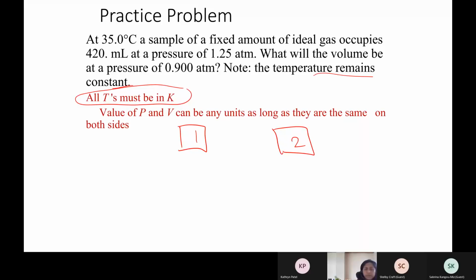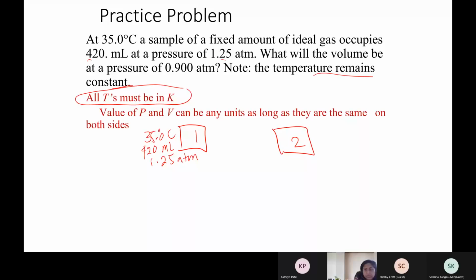Okay, condition 1 and condition 2. At the initial conditions, the temperature is 35 degrees Celsius, and I was given the volume, 420 milliliters, and the pressure is 1.25 atm. Okay, and then I move to condition 2.